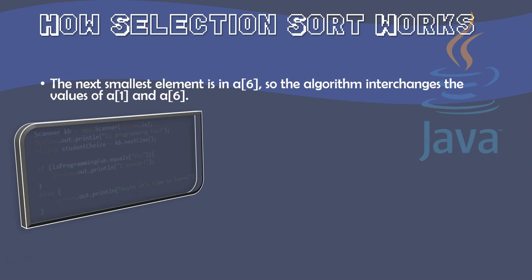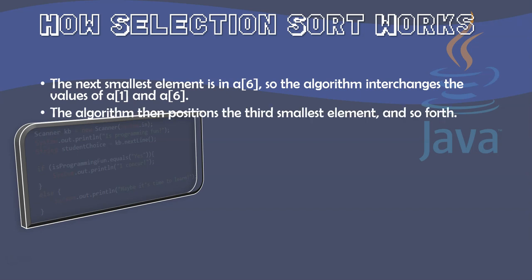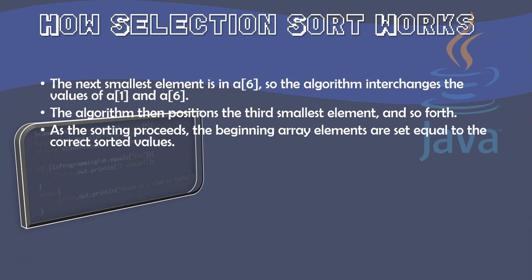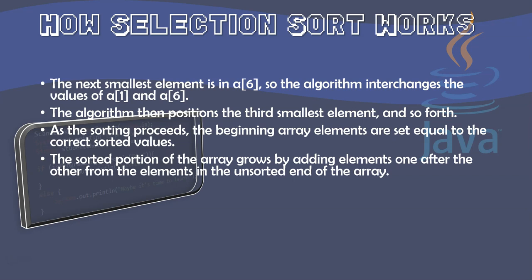Now the next smallest element, if we were to keep going through that sort, is at A of 6, so the algorithm interchanges the values of A of 1 and A of 6. The algorithm then positions the third smallest element, and so on and so forth. As the sorting proceeds, the beginning array elements are set equal to the correct sorted values. This means that the sorted portion of the array actually grows by adding elements one after the other from the unsorted end of the array.